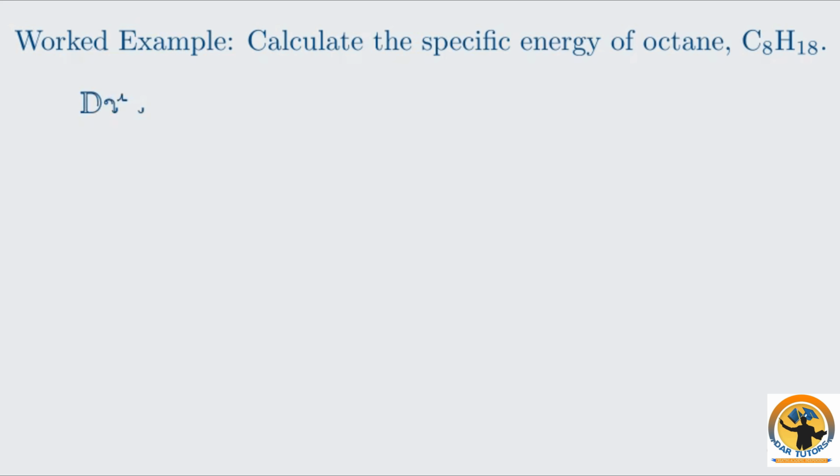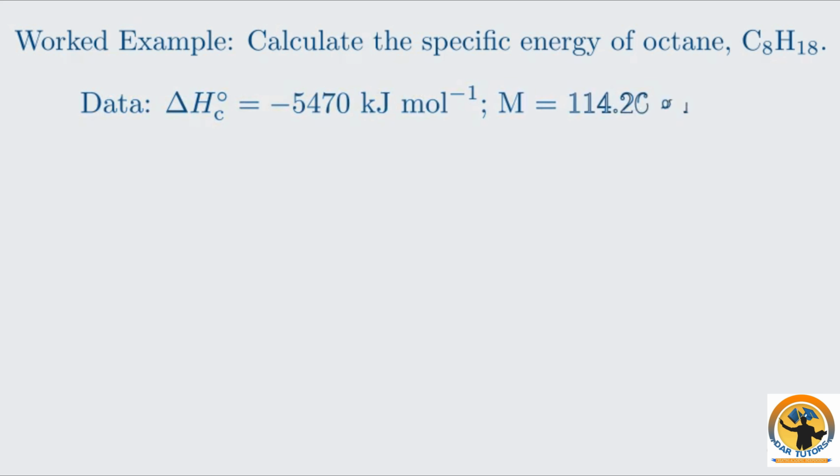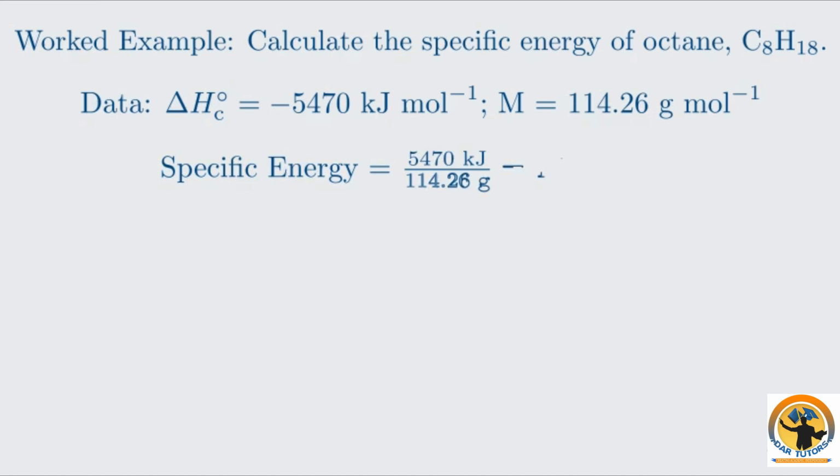First, the enthalpy of combustion tells us that burning 1 mole of octane releases 5,470 kilojoules of energy. The molar mass tells us that 1 mole of octane weighs 114.26 grams. Specific energy is energy per mass. So we will take the energy released per mole and divide it by the mass of that mole. Our calculation is 5,470 kilojoules divided by 114.26 grams, which equals 47.9 kilojoules per gram.